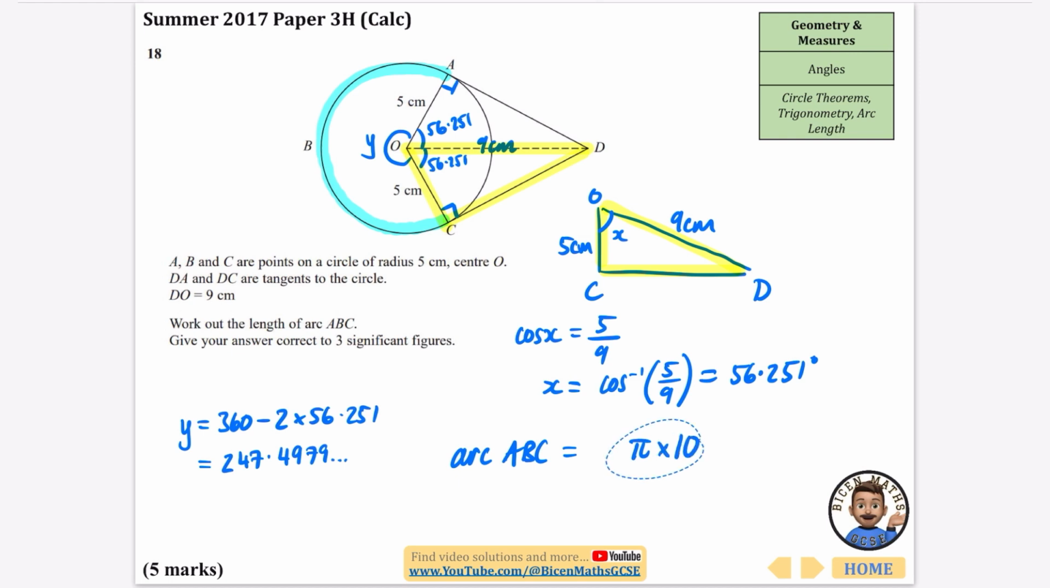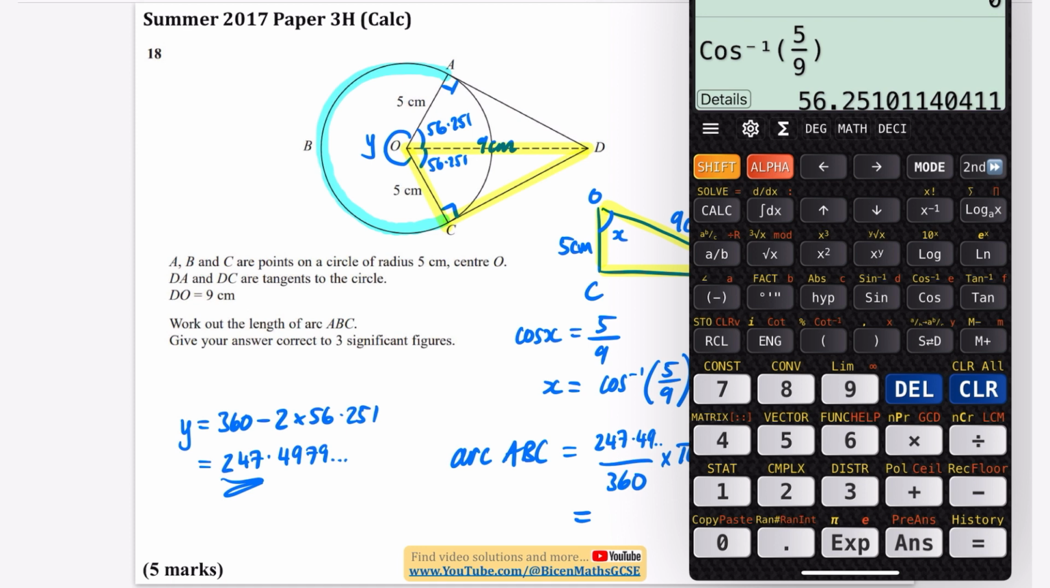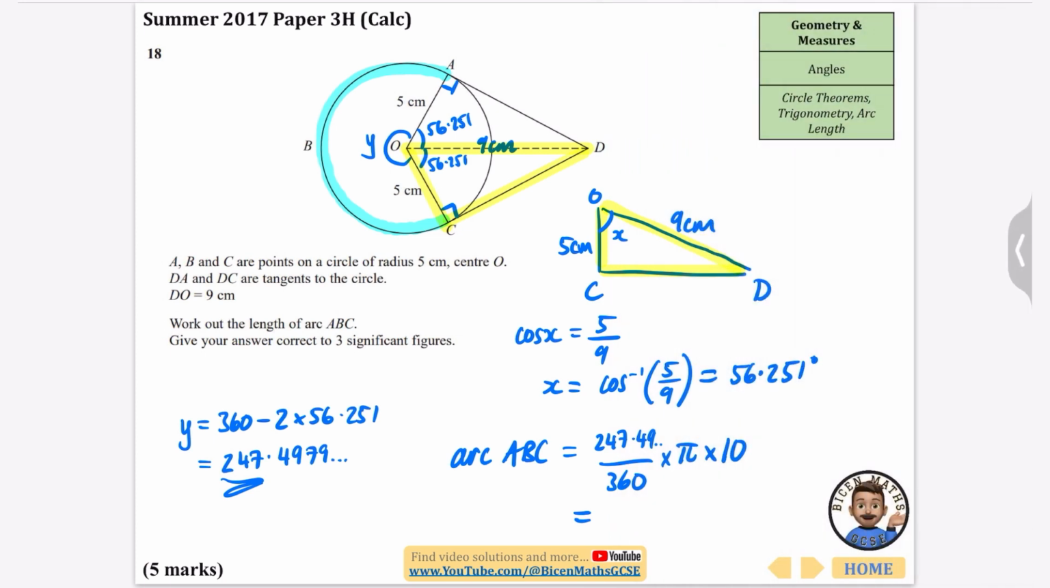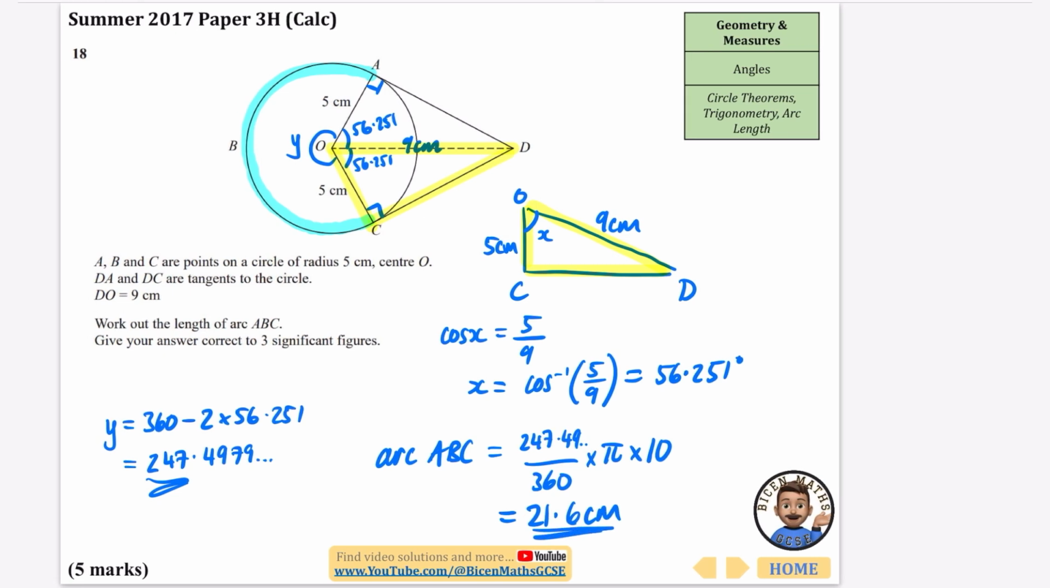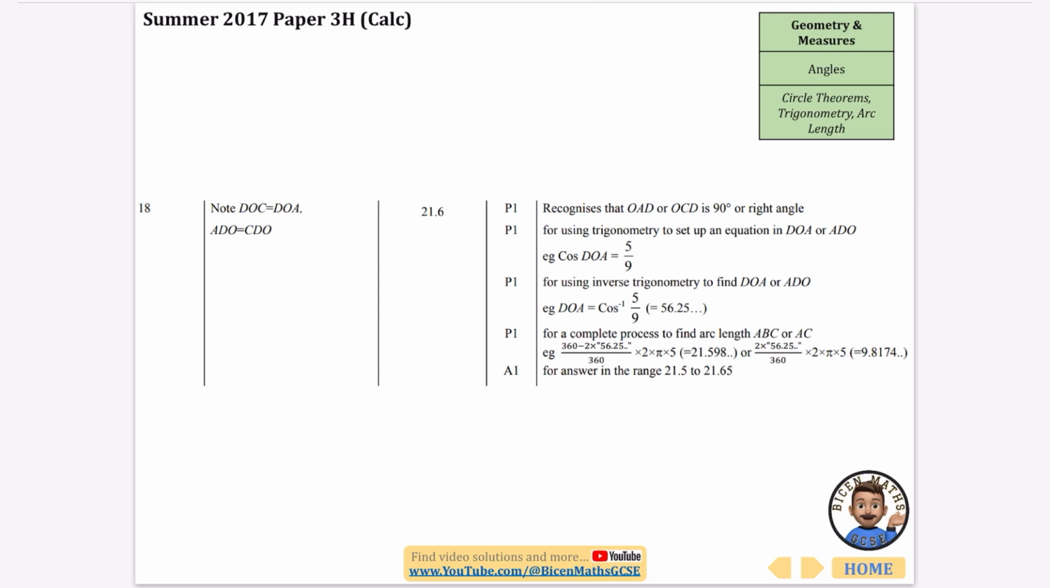But I don't have the whole circle. I have got some fraction of 360 degrees. And out of those 360 degrees, I've got this value, which is y. So I have the 247.49 and so on, and that's going to get multiplied by pi over 10. So because I've already got it on my calculator, I can literally just type in answer divided by 360, multiply it by pi, and then multiply it by 10 for the diameter. And to three significant figures, it's going to be 21.6. So it is 21.6 centimetres for the arc length that we've got there. Let's double check we've got this one right. Yep, there's the 21.6 that we have.